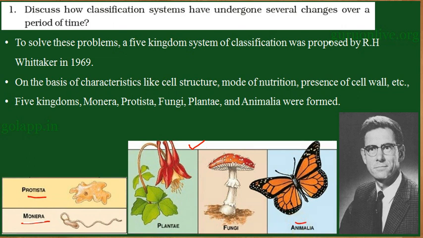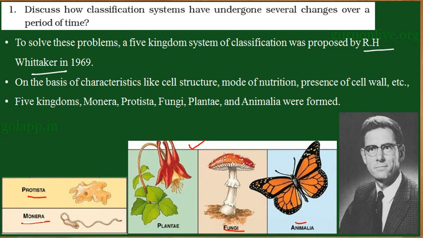Later, R.H. Whittaker introduced the fifth kingdom, that is Kingdom Fungi. He separated the fungal organisms that are multicellular in nature, heterotrophic, and which show a thallus plant body, that is not differentiated into root system and shoot system, and which lack chlorophyll. All these organisms were separated and added in a separate kingdom called Kingdom Fungi.